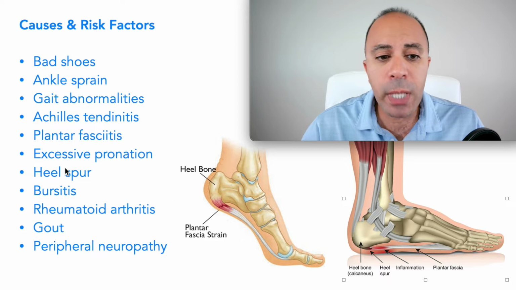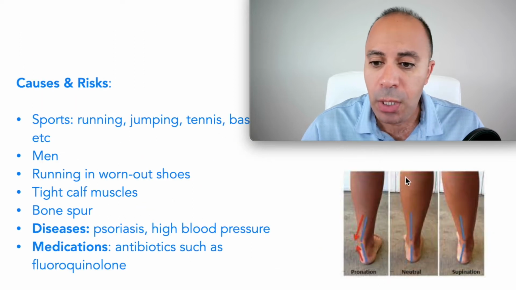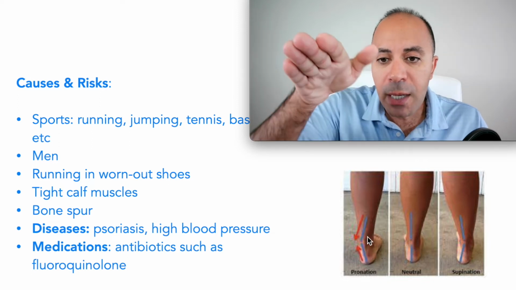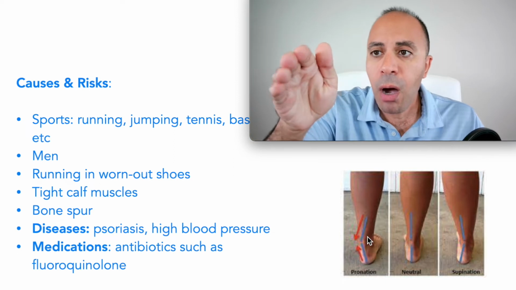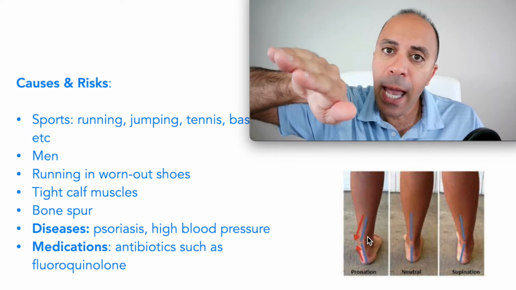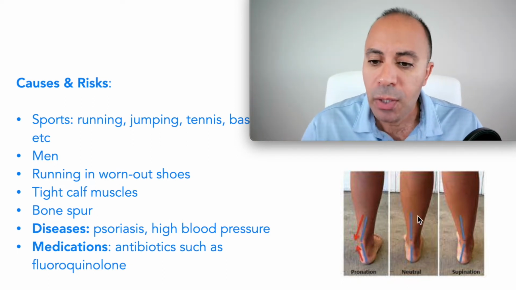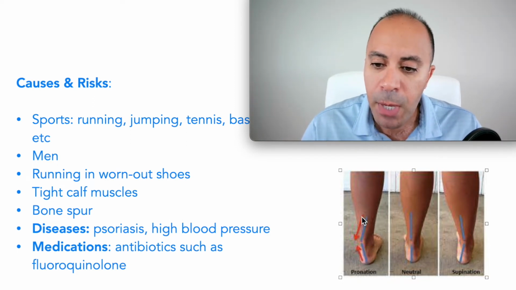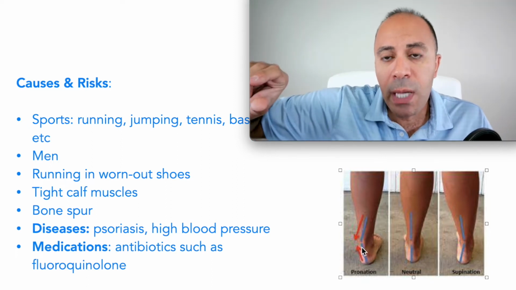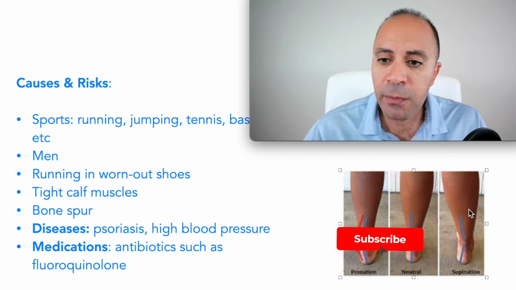Next, excessive pronation, and you can see it in this image. The middle image is a neutral alignment of your foot and your leg. When you have a pronated foot, your foot is collapsing inward. So instead of having an arch like this, the arch is decreasing and collapsing, and you can see it in the first image. When that happens, your calcaneus goes outward. A supinated foot is the opposite.